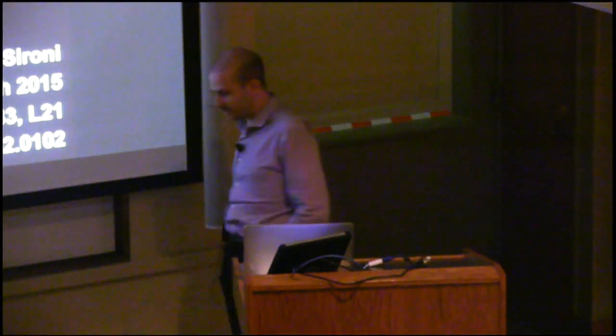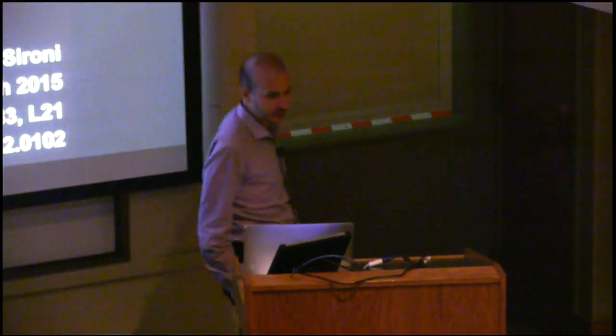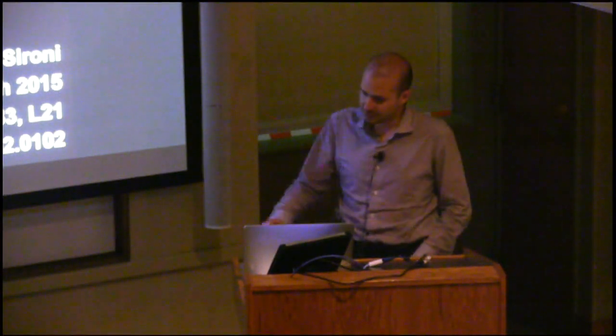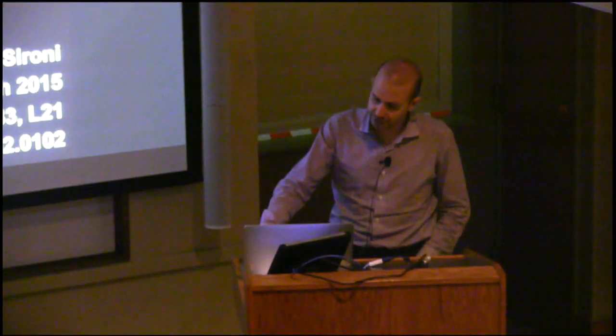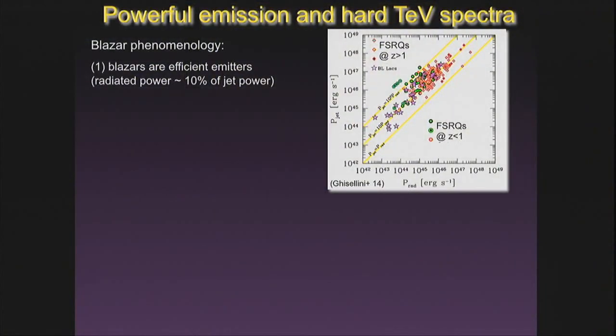The context is reconnection in blazar jets, jets from active galactic nuclei that are emitting along the line of sight. And there are 3 properties of blazar jets that I would like to focus your attention on, and are quite general for all blazars. First of all, blazars are efficient emitters. About 10% of the power of blazars comes out as radiation. Here is radiative power versus jet power, and the line here is about 10% of total jet power going into radiation.